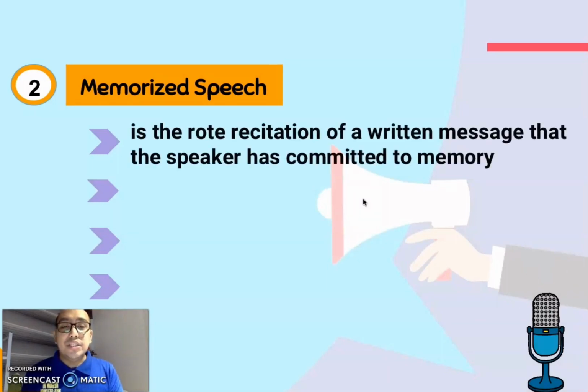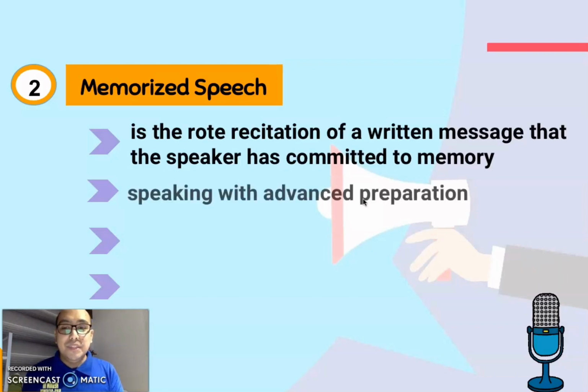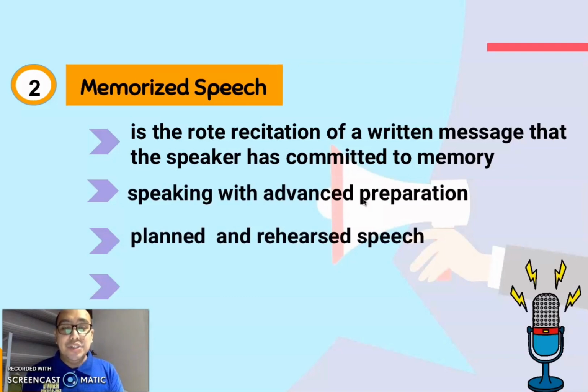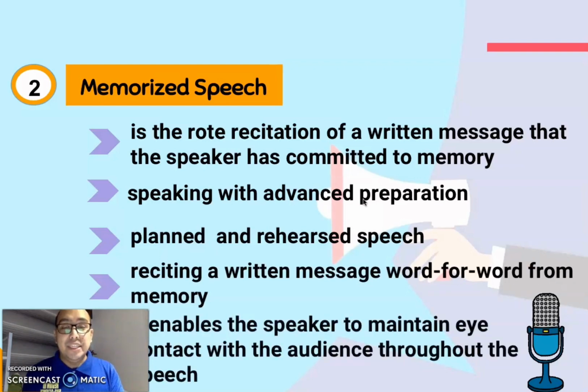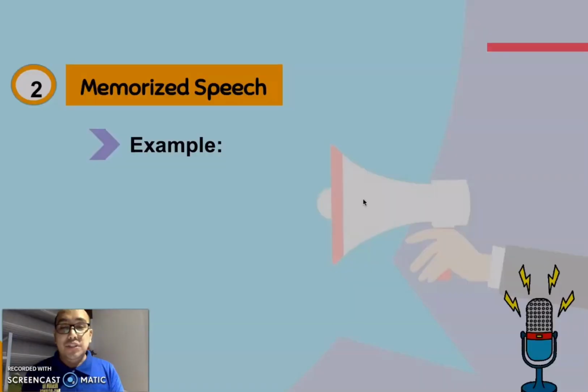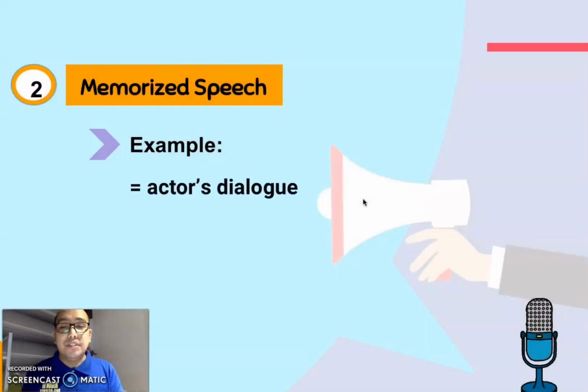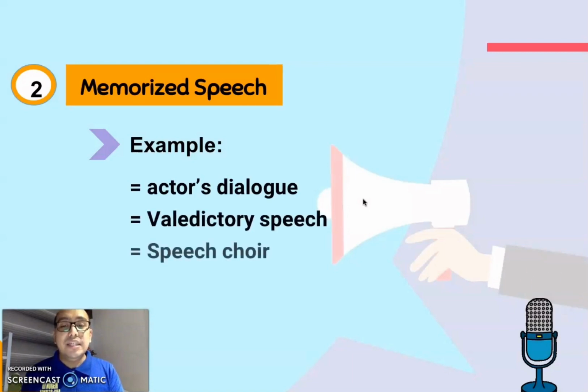The second type of speech, according to delivery, is memorized speech. It is the rote recitation of a written message that the speaker has committed to memory. It is speaking with advanced preparation, a planned and rehearsed speech, and reciting a written message word for word from memory. And of course, it enables the speaker to maintain eye contact with the audience throughout the speech. What are the examples? Actors' dialogue, valedictory speech, speech choir, and toast speech.